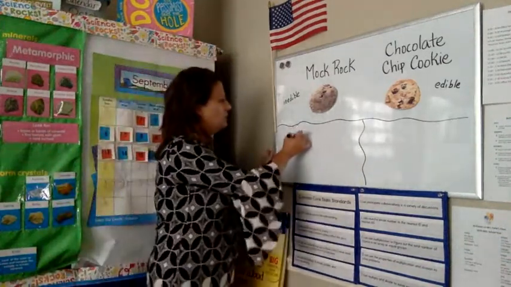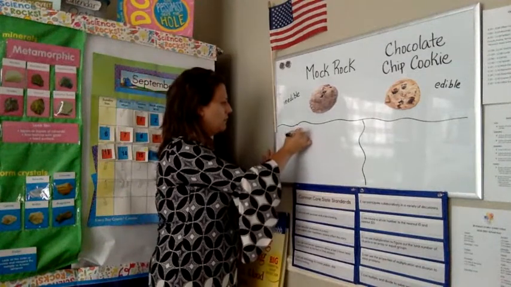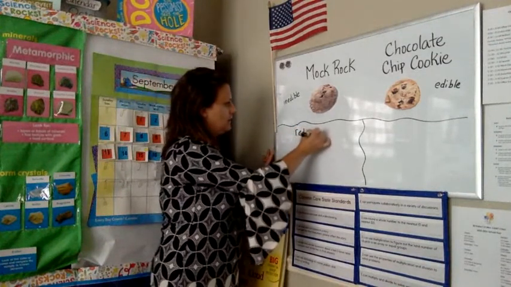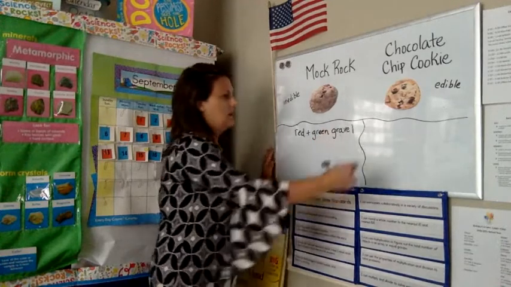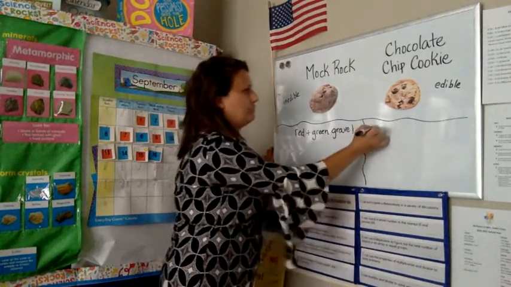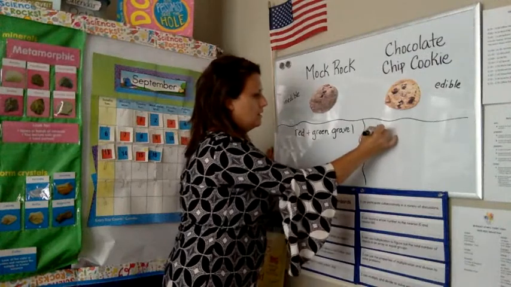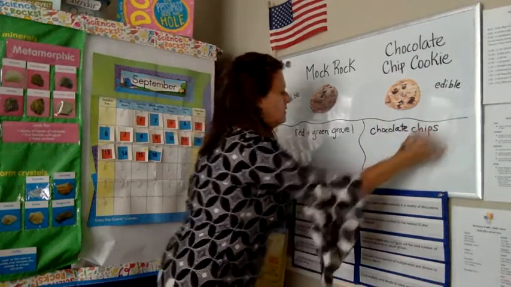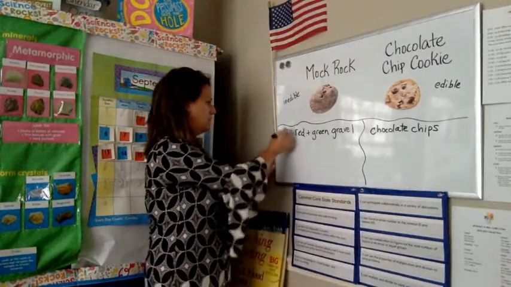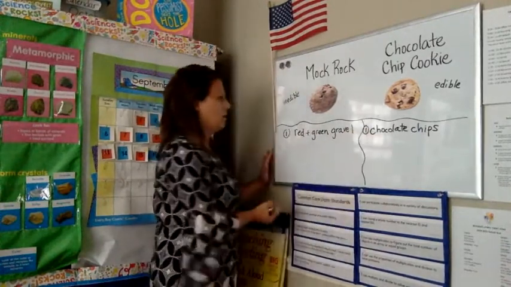Okay, so I'm going to say the red and green gravel is similar to the chocolate chips. Okay, so that's one for one, how they are alike.